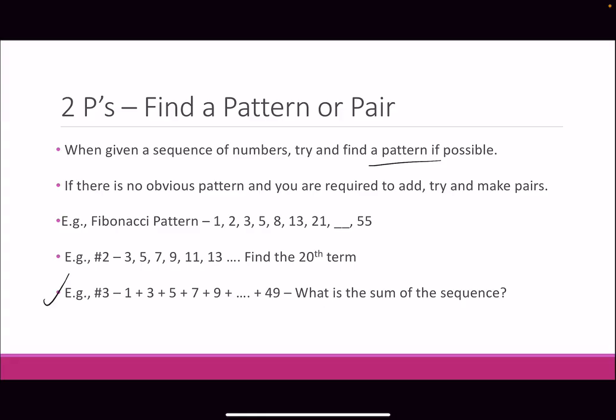So here we have an example of a very common pattern, the Fibonacci pattern. Basically, you just add the first two numbers up to get to the next one. Okay, 3 plus 5 equals 8. And so the blank would be 13 plus 21, which is 34.